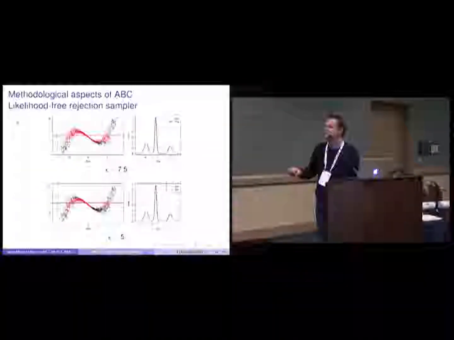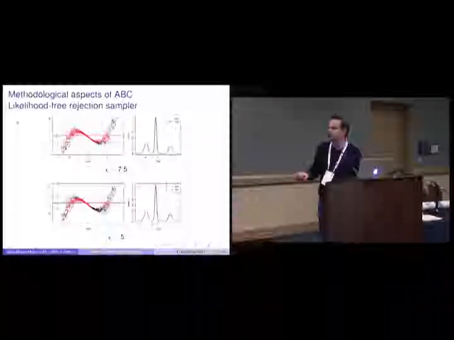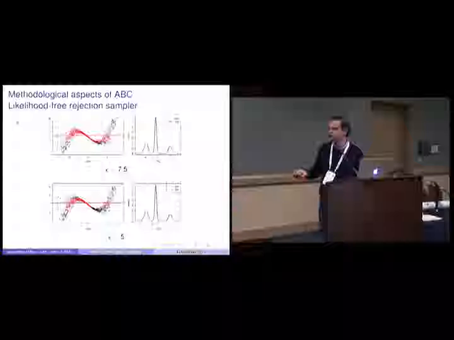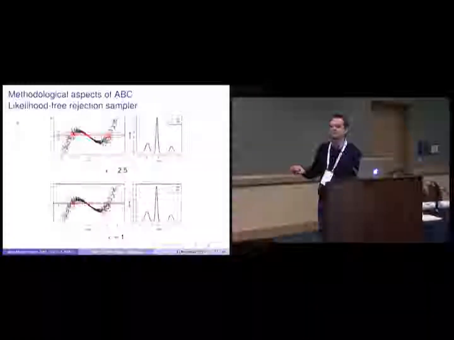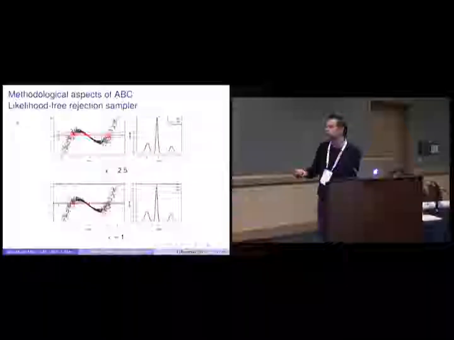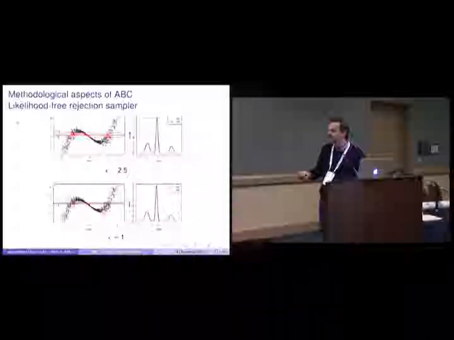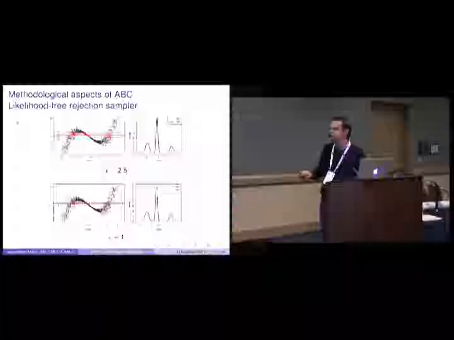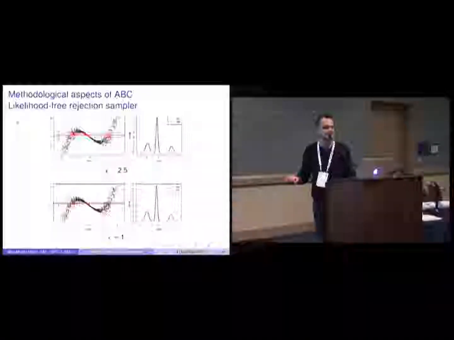And if epsilon is equal to 7.5, you have this approximation. If epsilon decreases to 5, you have this one right now. And if you continue to decrease the value of epsilon, the approximation comes closer to the true posterior. Here, for epsilon equal to 1, you have an approximation which is very close to the true posterior distribution. So that's the point.